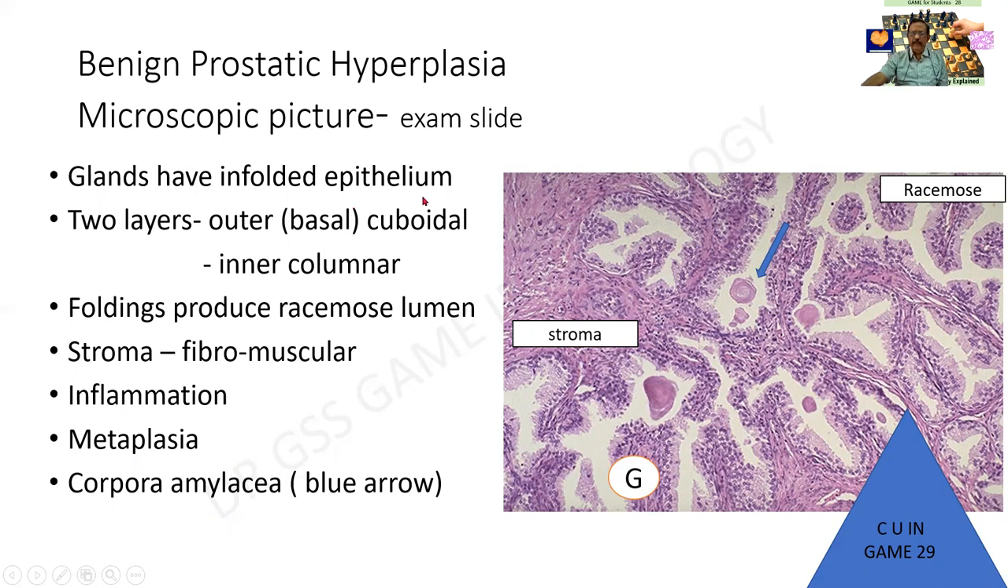The glands have an infolded epithelium. There are two layers over here, and the foldings produce a holly leaf-like pattern. The stroma is fibromuscular. Inflammation might be present. Metaplasia might be present. And there can be corpora amylaceae.